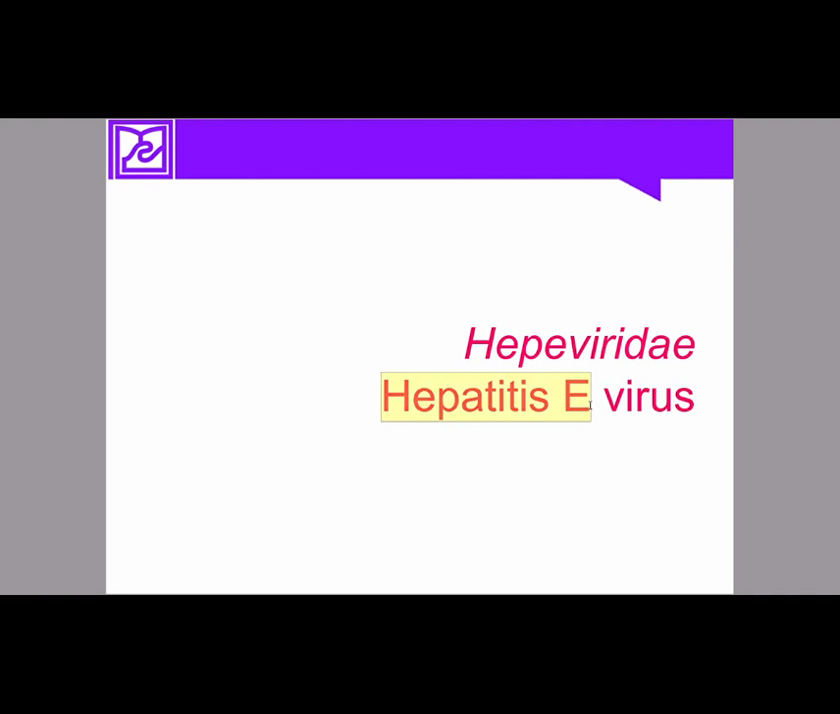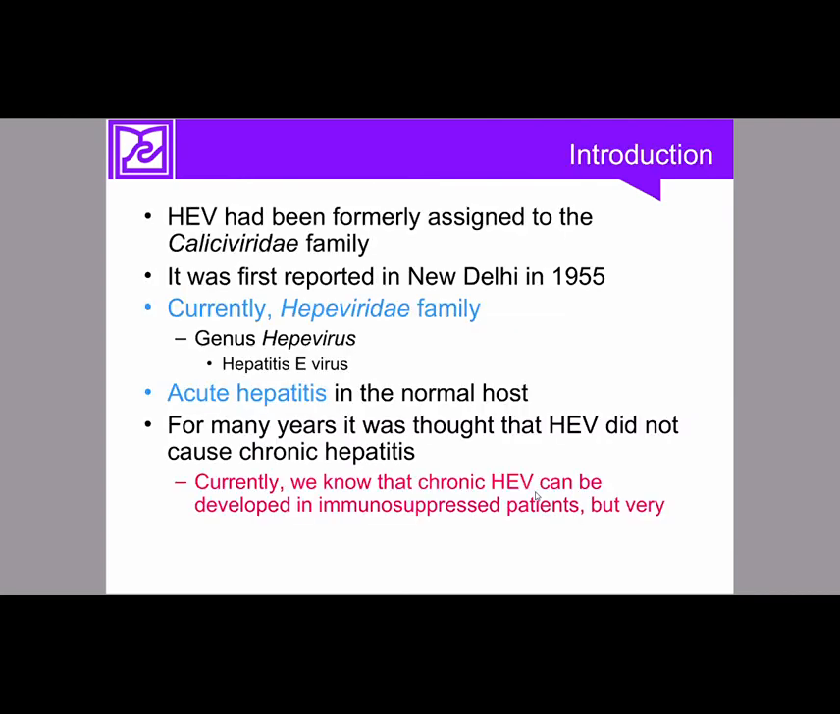Hepatitis E virus, the last one. Why hepatitis E? Because it was the last discovered. Not the last, but almost the last. Family Hepeviridae. What's the meaning? Very easy. Viridae means family of viruses. Hepatitis E virus, Hepeviridae, okay? That is the meaning. Very easy to remember.